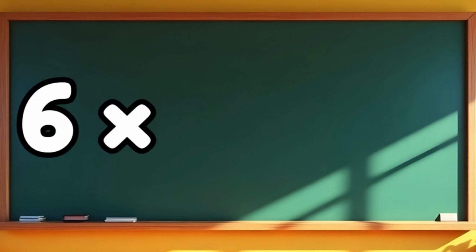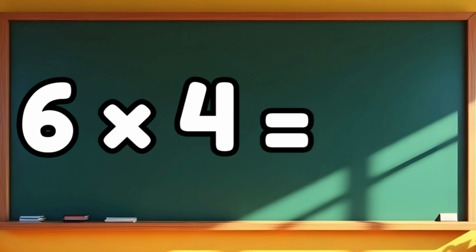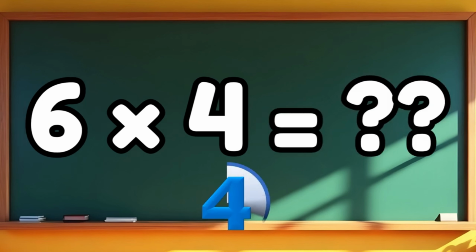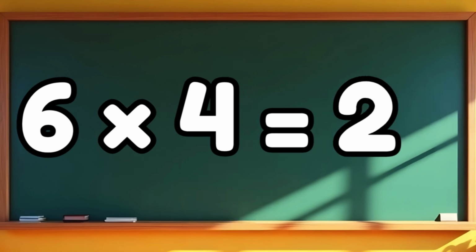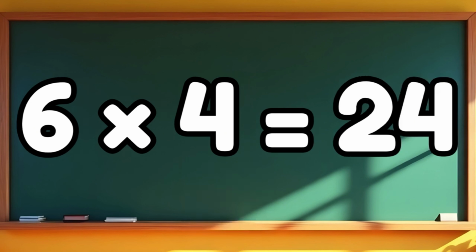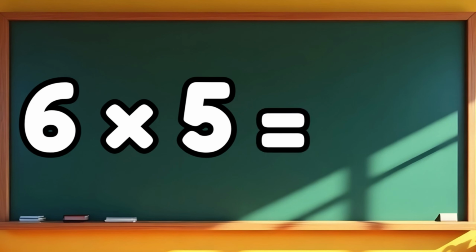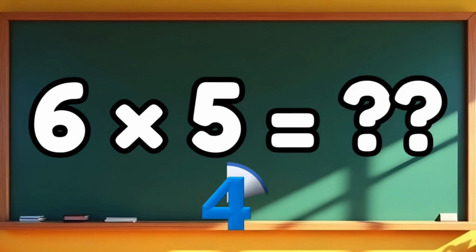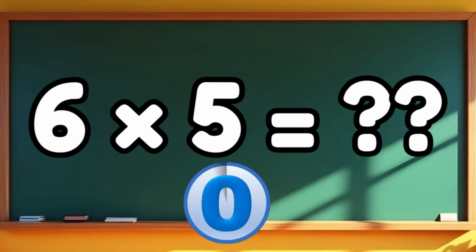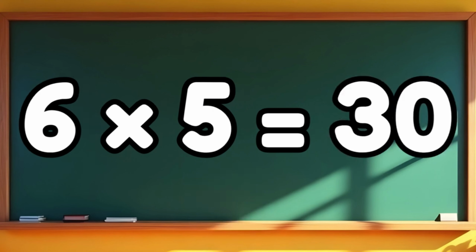6 times 4 equals... 24. Amazing! Now, the next one. 6 times 5 equals... 30. Good job! Let's move on.